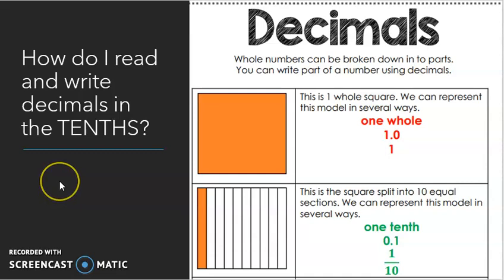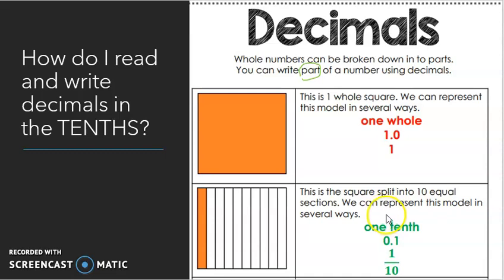Okay, so how do I read and write decimals in the tenths? Whole numbers can be broken down into parts. You can write part of a number using decimals. Part of a number. Where have I heard that before? Part of a number is also fractions. Okay, so decimals and fractions are very much alike.